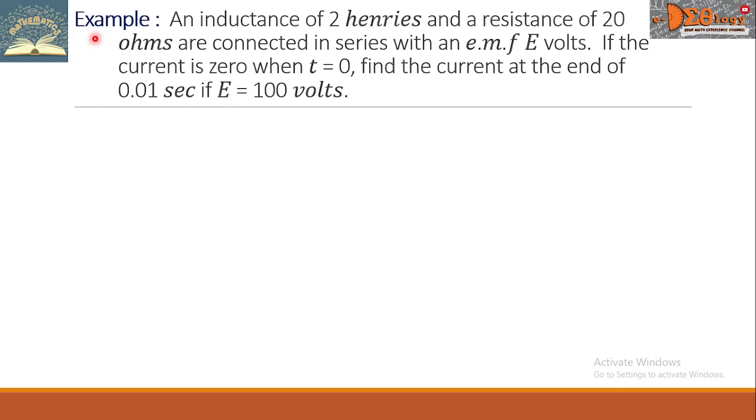Let us see this example. An inductance of 2 henries and a resistance of 20 ohms are connected in series with an EMF E volts. If the current is 0 when t equals 0, find the current at the end of 0.01 second if E equals 100 volts.